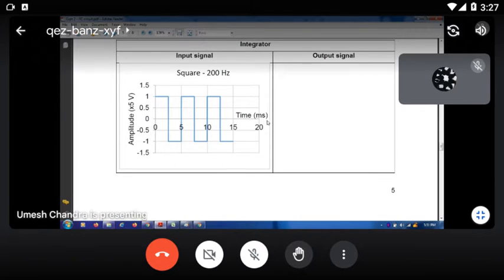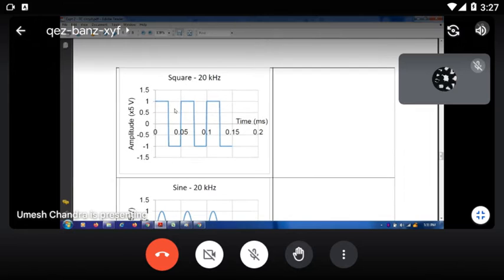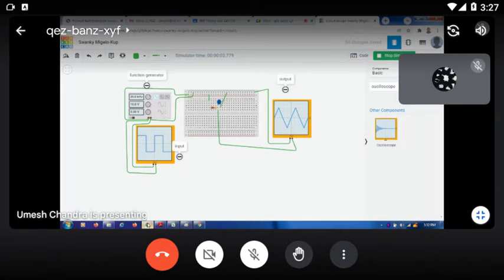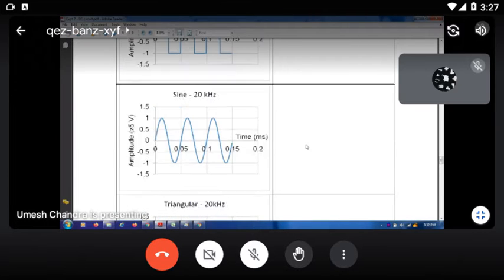Plus 5. And here same, 20 kilohertz. What is your output signal? Output signal is triangle signal. Then what is your voltage? You mention here. That is 1.2 volt, means plus 0.6 above the axis, and 0.6 below the axis. 20 kilohertz is the same.